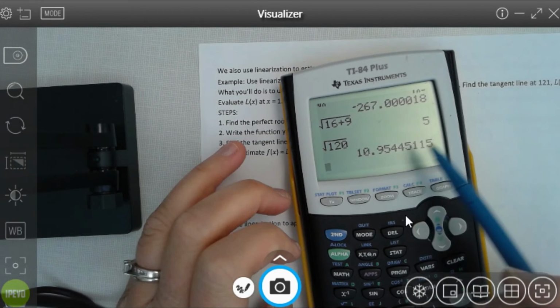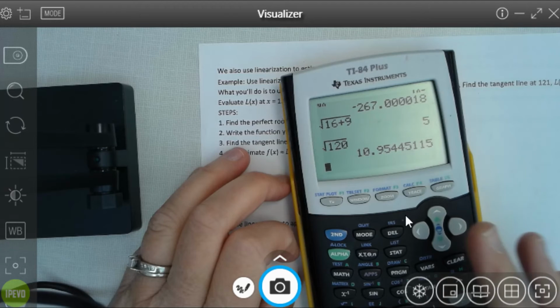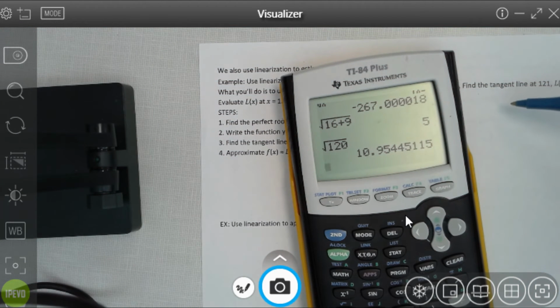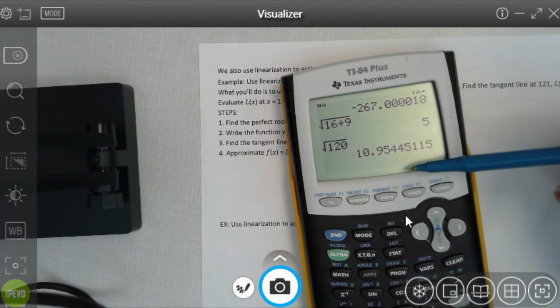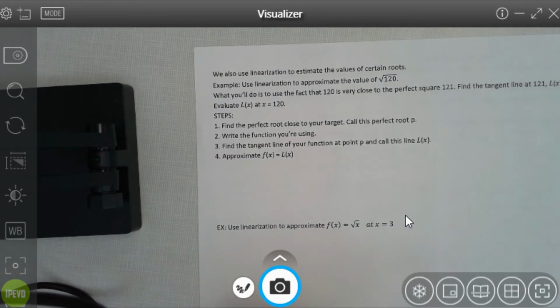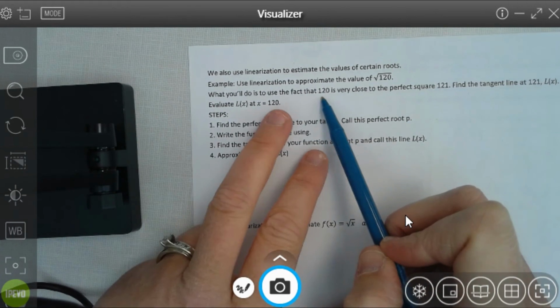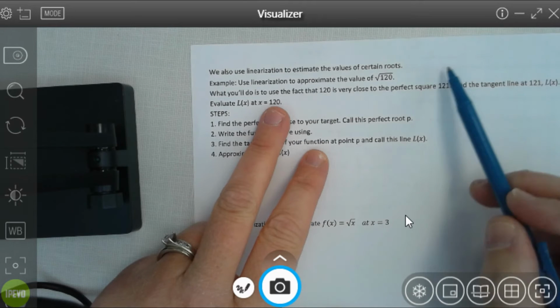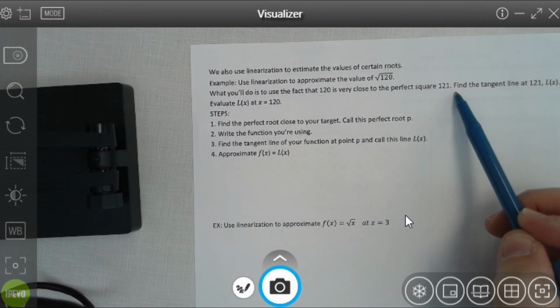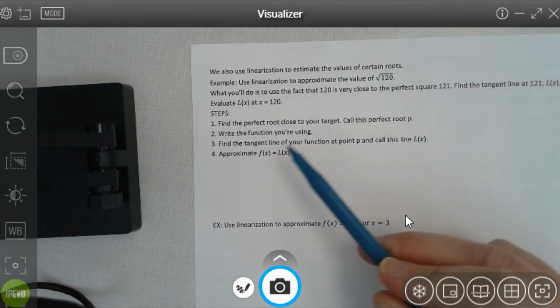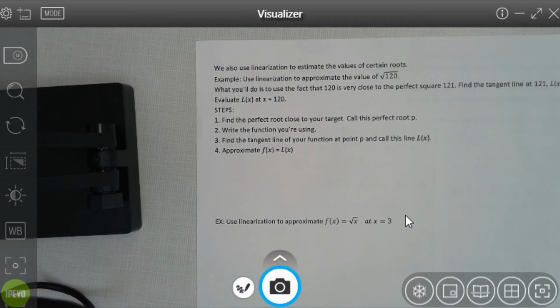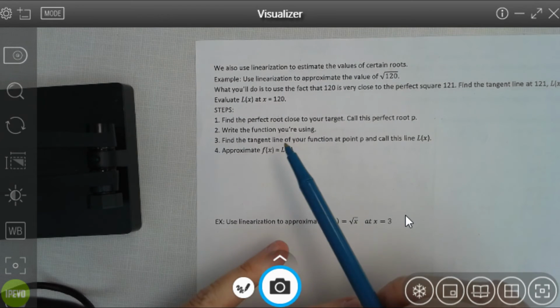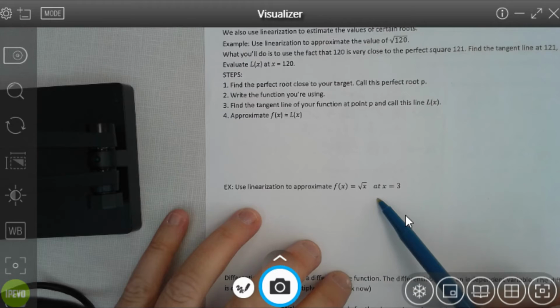So I get 10.954. Now we're going to use a linearization in order to estimate it, and we should get pretty darn close to 10.95. So what we do is that we come to the closest perfect square, which is the square root of 111, and then we would write out the linearization. So I'm just going to do the problem down here. Actually, you can read through that.